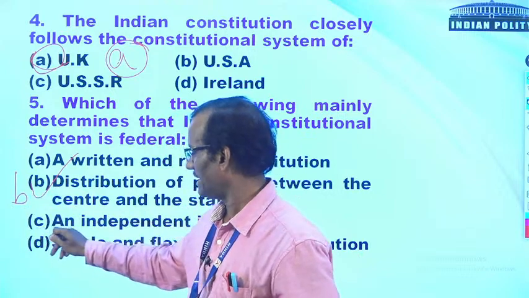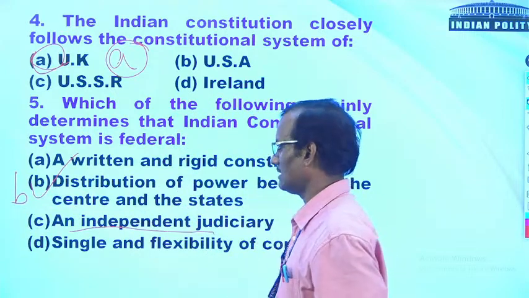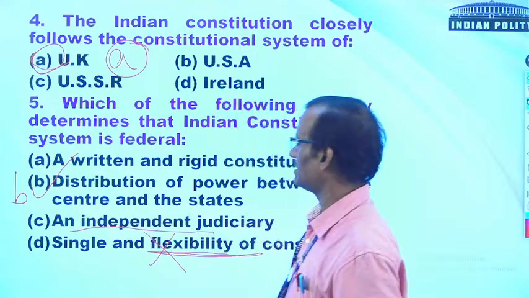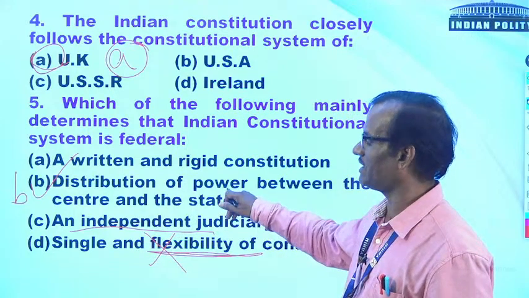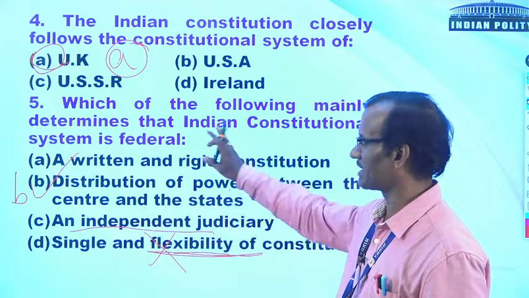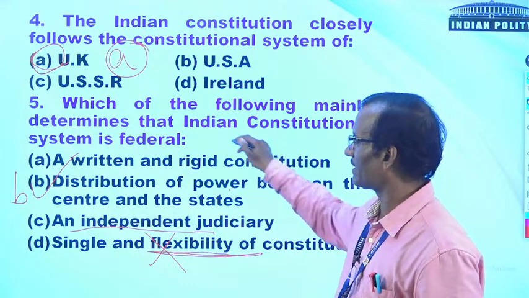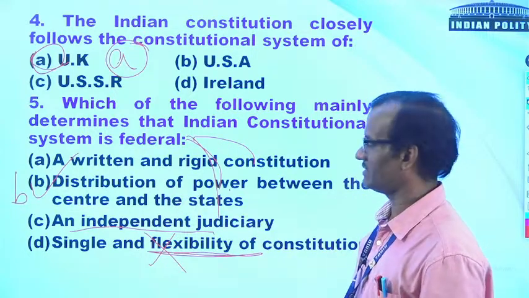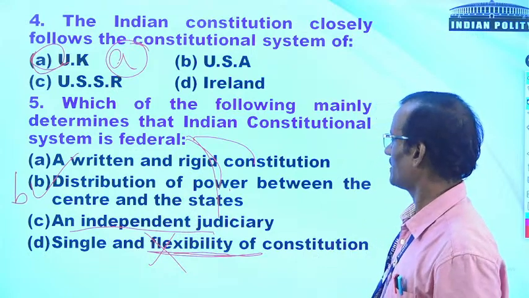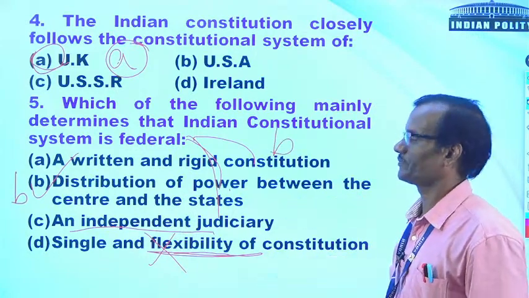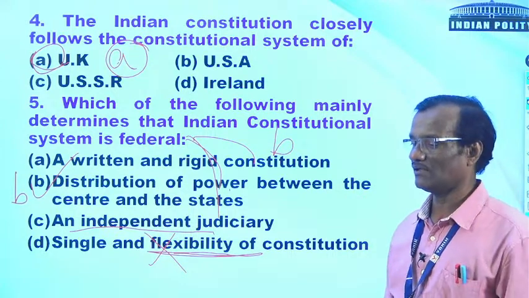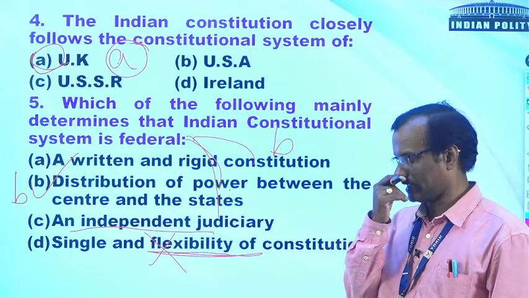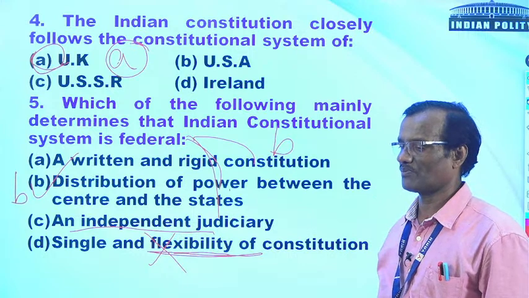Others are there, independent judiciary can also be possible. Single and flexibility of the constitution is not possible, that is completely rejected. But A and C and B are the options, they are positive, related to federal. They are related to federal, but one of the major is B. So answer will be B. Okay? Kindly examine the questions well, try to understand it. The options are very important to understand.